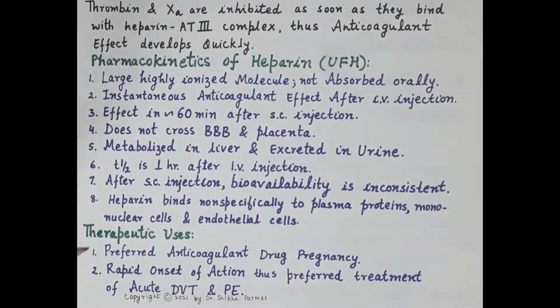Now let's discuss the therapeutic uses of heparin. It is a preferred anticoagulant drug during pregnancy, as it does not cross the placenta, and as we all know it has a rapid onset of action, almost instantaneously after the intravascular injection, and therefore it is a preferred treatment for acute DVT, that is deep vein thrombosis, and pulmonary embolism.